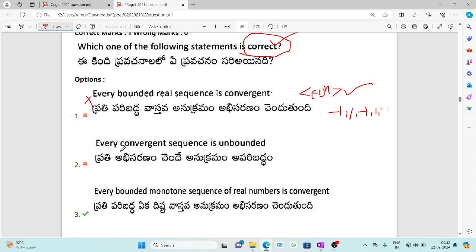Next, every convergent sequence is unbounded. I take 1/n. This is a convergent sequence; we know that it goes to 0. So clearly it is bounded between 1 and 0. So this option is also cancelled, because he is saying unbounded, but it is clearly bounded.